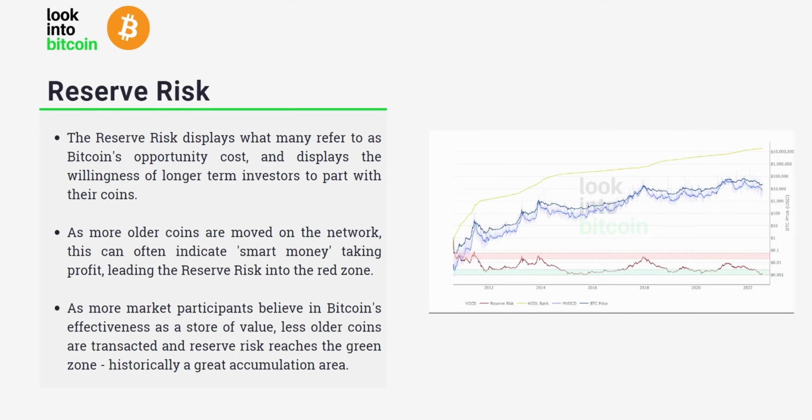What we can also see is that as these older coins begin to be moved on the network, this can often indicate that smarter money, larger players in the market, are beginning to take some profit. And on the contrary, as the reserve risk ratio drops into the green zone, this can often indicate that people are holding on for the long term and has historically been a great area to accumulate Bitcoin for the upcoming cycles.